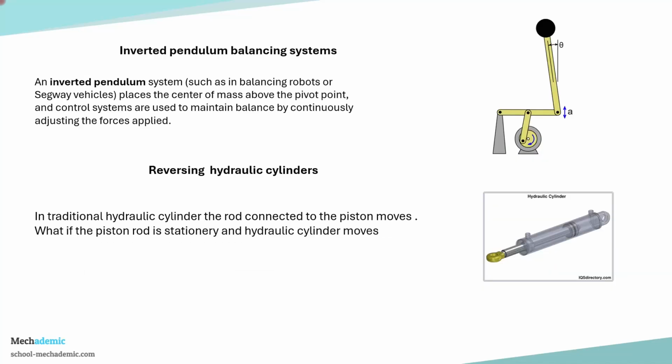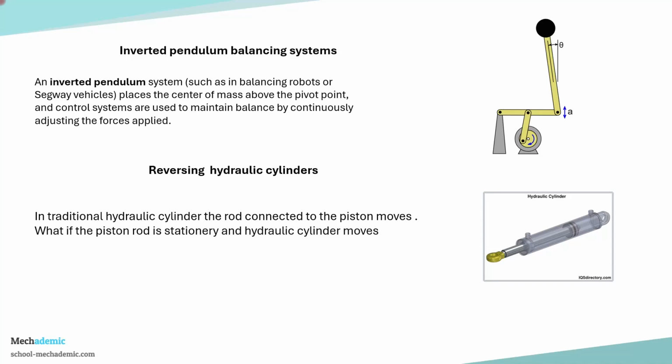Inversion as a principle is very commonly used in mechanical systems design. Here is an example of an inverted pendulum balancing system. The inverted pendulum system, which is used in balancing robots, places the center of mass above the pivot point, and control systems maintain the balance of the system by continuously adjusting the forces being applied. We normally consider a pendulum oscillating based on gravity, as seen in clocks. But with an inverted pendulum, we can use it as a balancing system. So this is a concept of inversion.